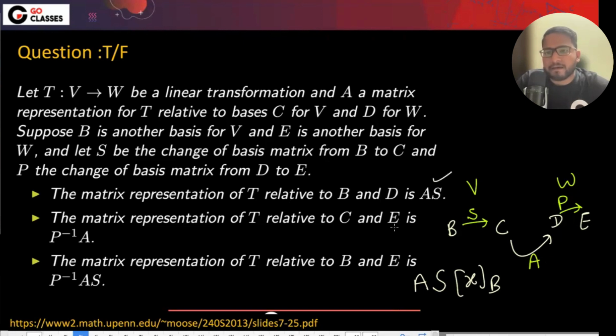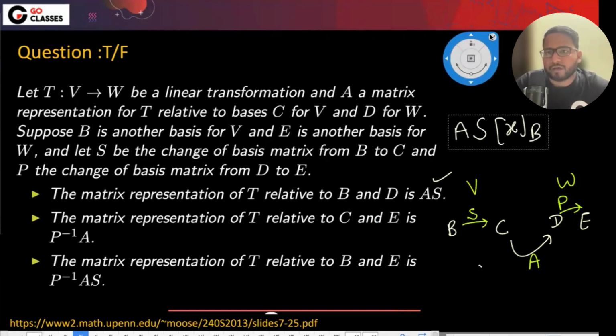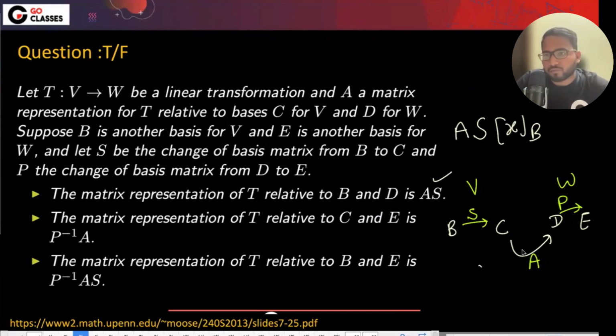Okay, now let's see the second one. The second one says the matrix representation of T relative to C and E is... So if you want to go from C to E, first you go from C to D by A, and then from D to E you need to multiply by P. So PA should be there, but since it is P inverse A, that's why it was false, right? It was false.